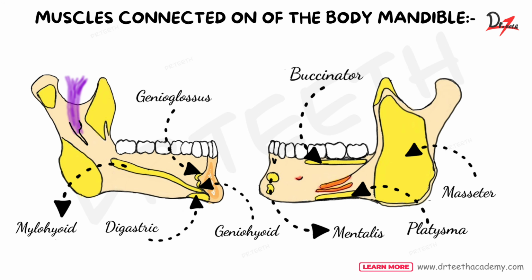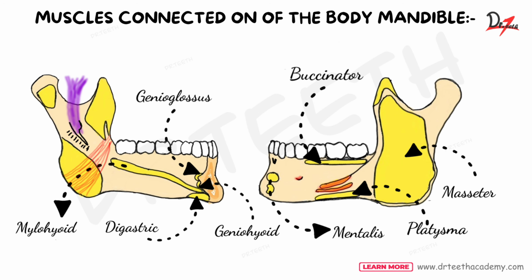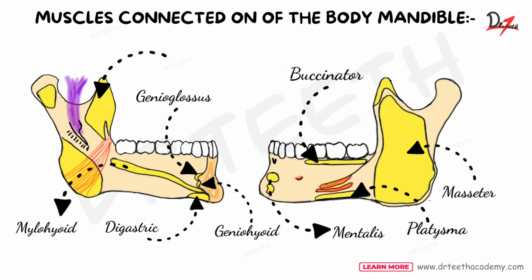Let's have a look at the internal view of the mandible. Here we have the mylohyoid groove at the internal surface of the mandible. The medial pterygoid muscle is inserted below and behind this mylohyoid groove. Now focus on the coronoid process here.